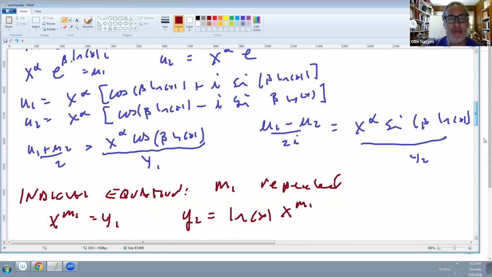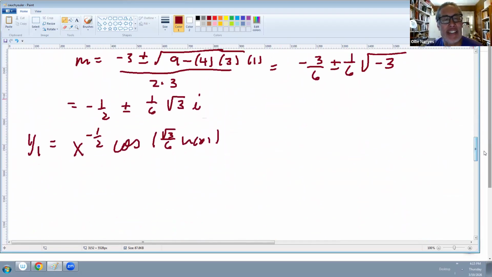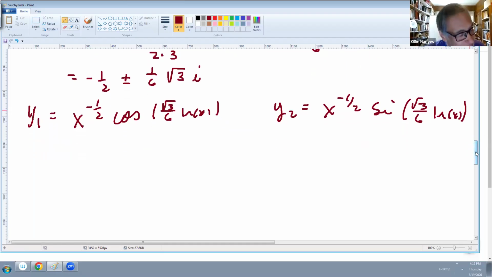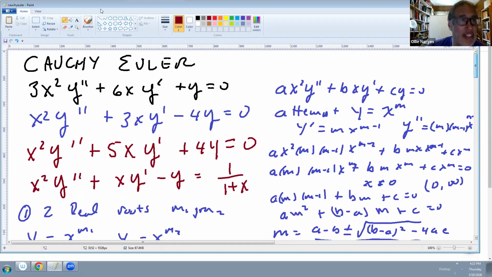So remember, it's a log beta log x. And y2 is x to the minus 1/2 sine square root of 3 over 6 natural log of x. All right, so we got that one. A little rough, but we did it. Okay, so that solves this one.